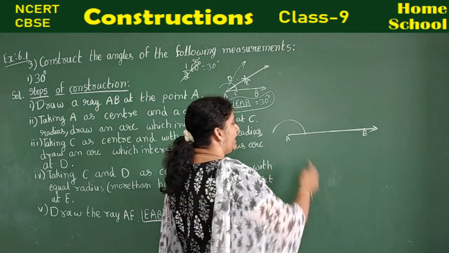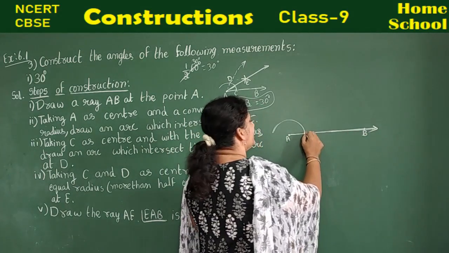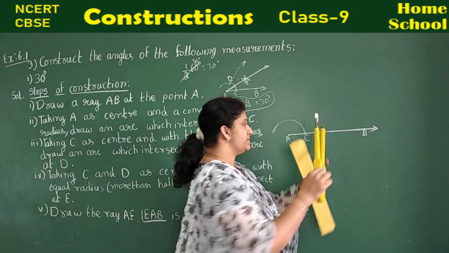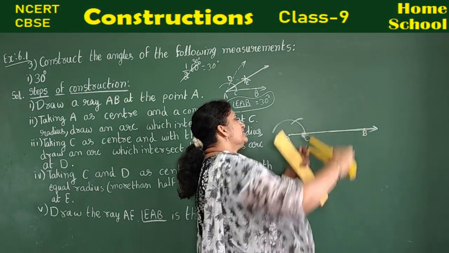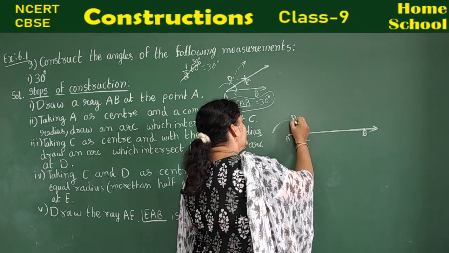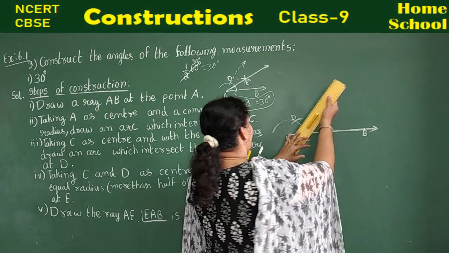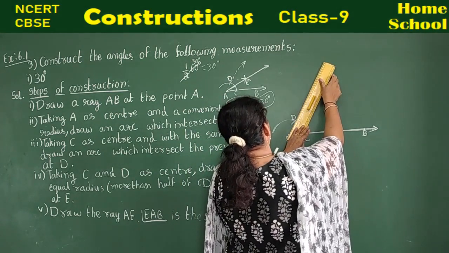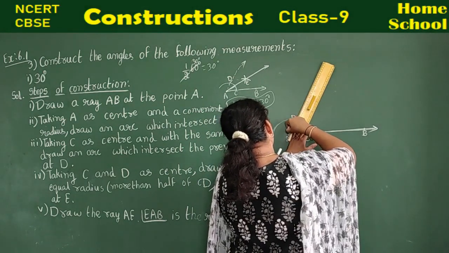Now where the arc touches the ray, mark that point as C. Now with C as center, same radius, cut the previous arc and mark the intersecting point as D. Now join AD and extend it to form a ray. Be careful while you are joining.